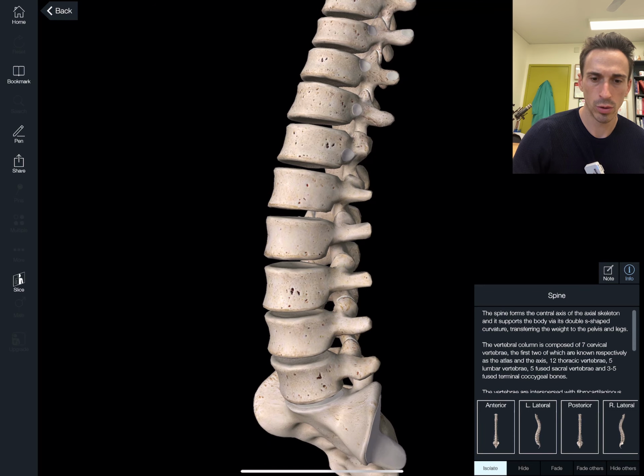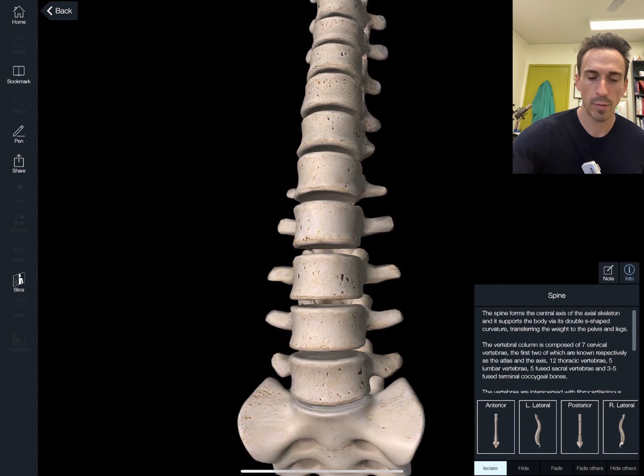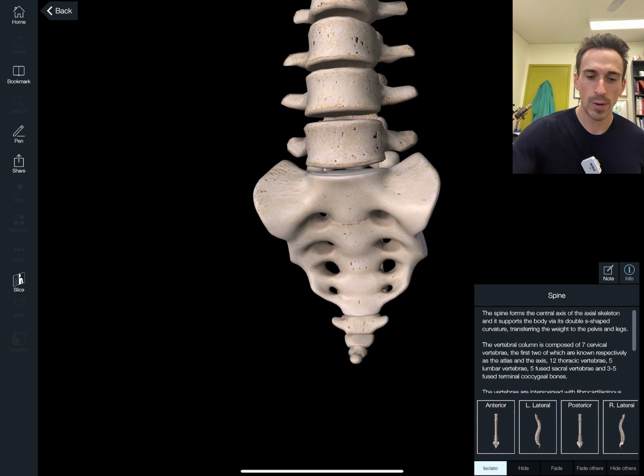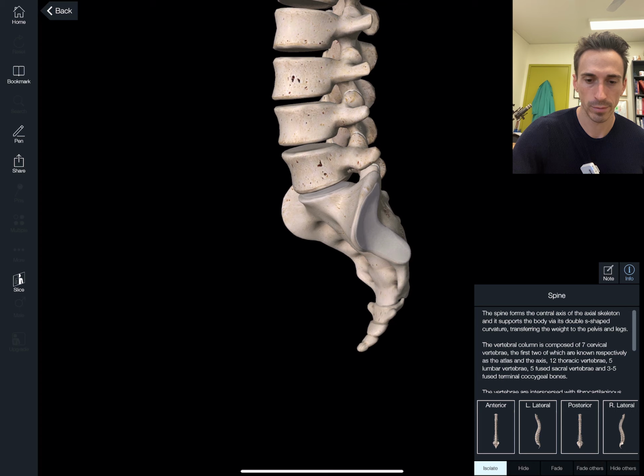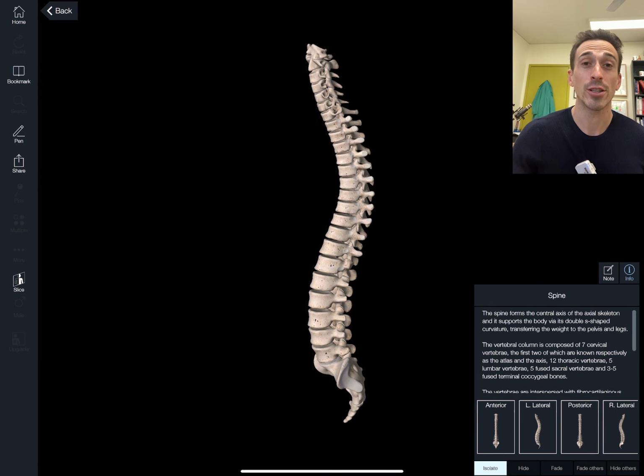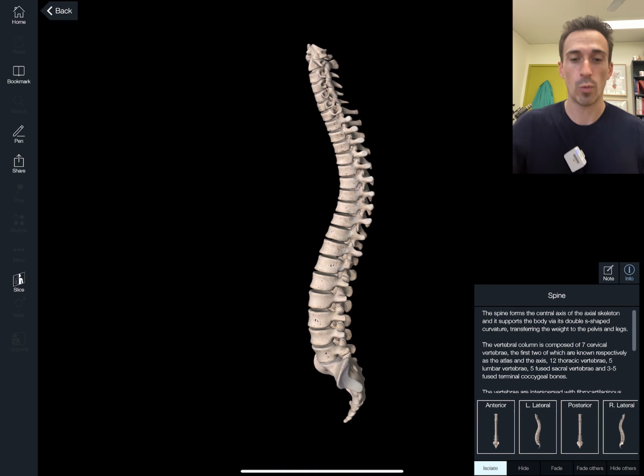1, 2, 3, 4, 5 lumbar vertebrae, and then we hit the fused sacral vertebrae. So this whole thing here, that's the sacrum, and it's 5 fused. 1, 2, 3, 4, 5, and then we hit the tail, also known as the coccygeal, and it's 3 to 5. 1, 2, 3. This one's got 4. All right, 3 to 5. So that's the vertebrae, and you can see anatomically they're quite different from one another.